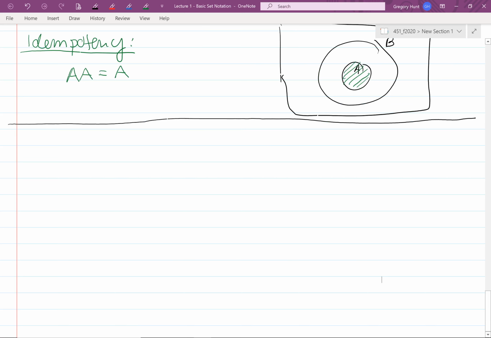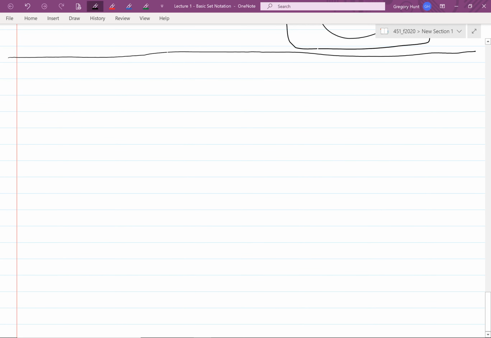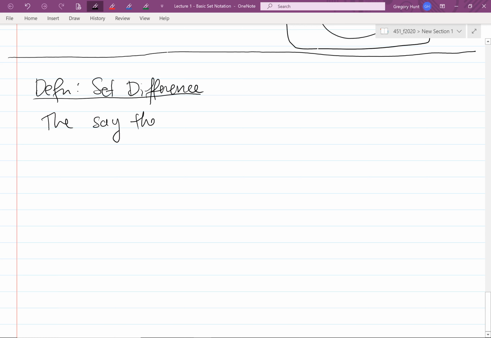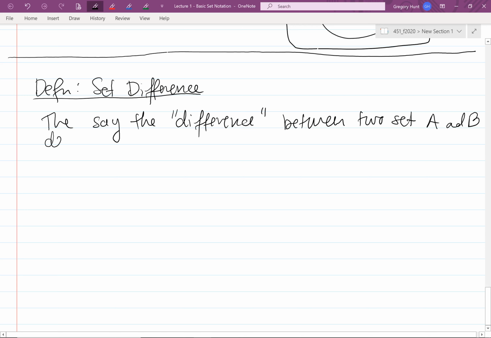So other useful operations that we can do with sets, one of them that we'll be seeing is called set difference. And basically it allows us to subtract two sets, as it were. So we say that the difference between two sets, A and B, denoted, what you'd like to write is A minus B, I suppose you could. Typically, it's written with a slanty minus sign. So it's written as A less B, or A, what's that? Slash B.